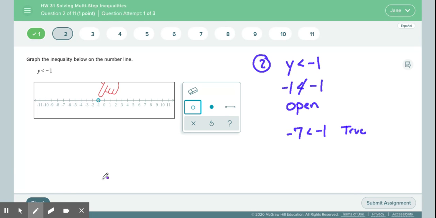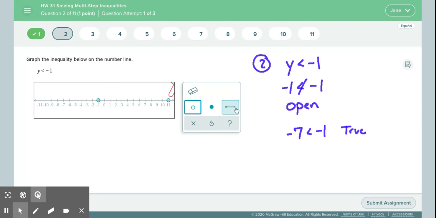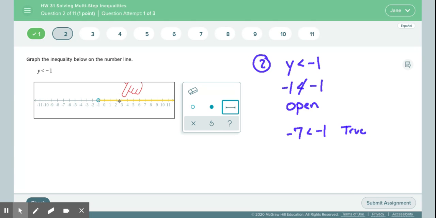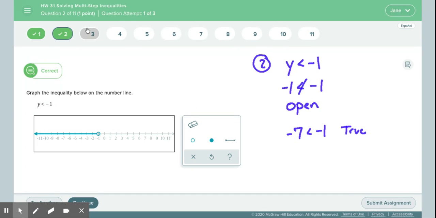So then what I would do is over here, I would grab my line tool, I guess I could call it. Technically it's array. And now I either need to click on the right side of the number line from my boundary point or on the left side. So since I said -7 is less than -1, this is a true statement. -7 is right here, so I'm going to click at -7. And this is saying that all of these values, -10, -9, -8, and so on, all of these values are less than -1. And that's how I'm going to graph my inequality on the number line.